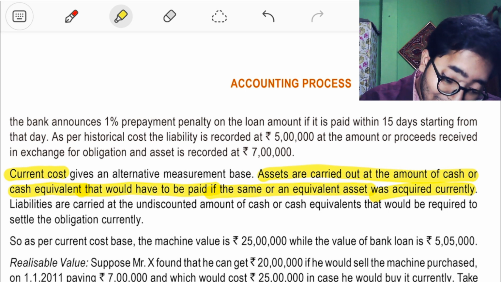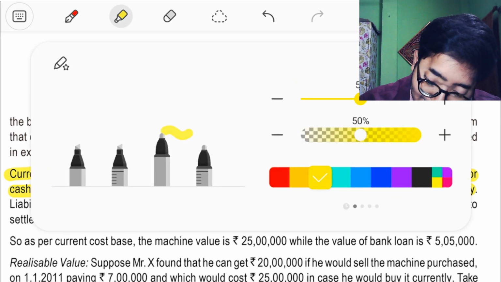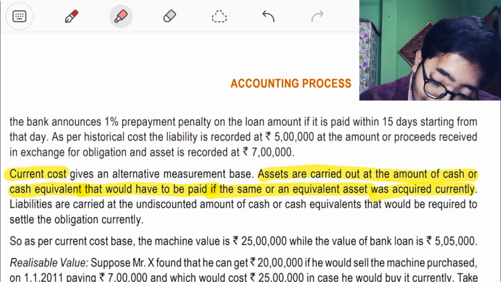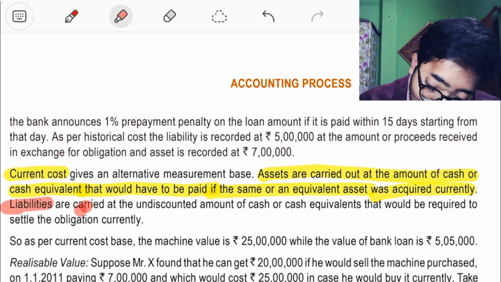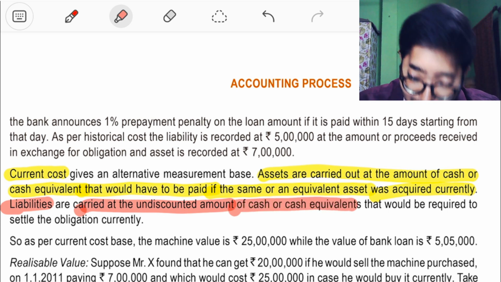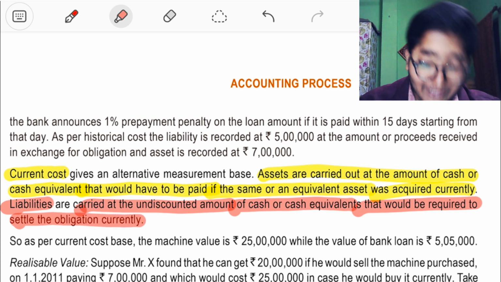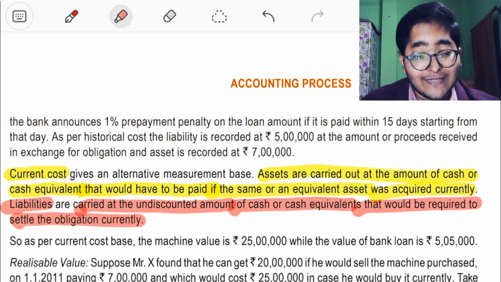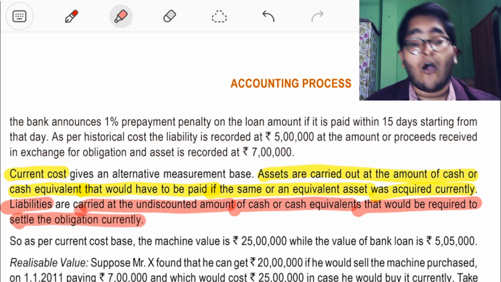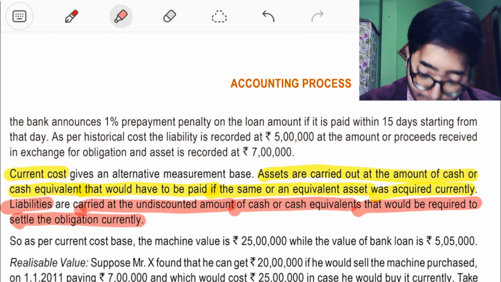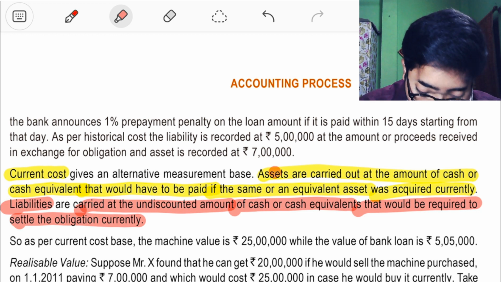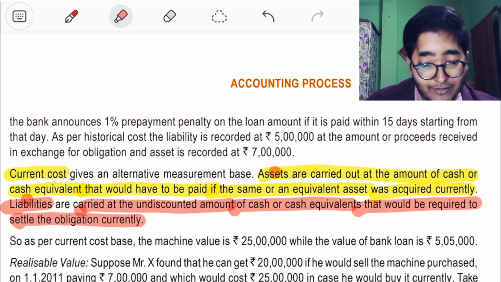So for a liability, let's mark this up with red color. For a liability, it is carried at an undiscounted amount of cash or cash equivalents that would be required to settle the obligation currently. This is the current cost of a liability, asset and liability. I hope you understood.